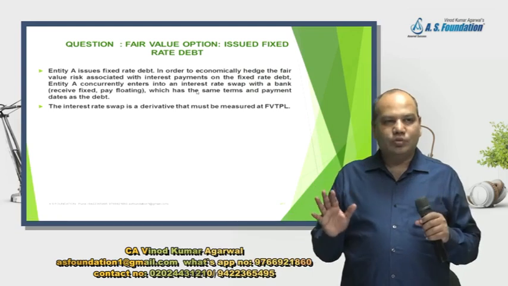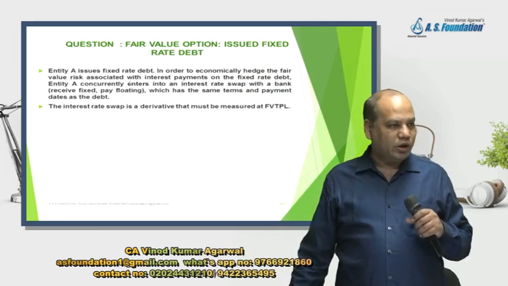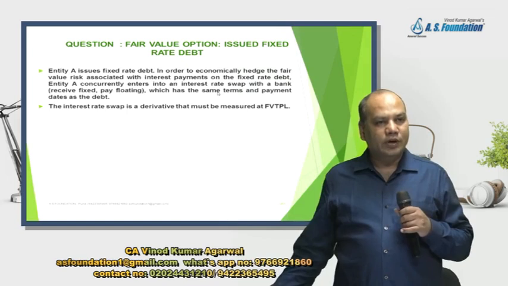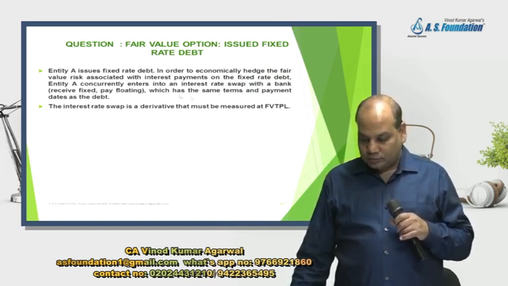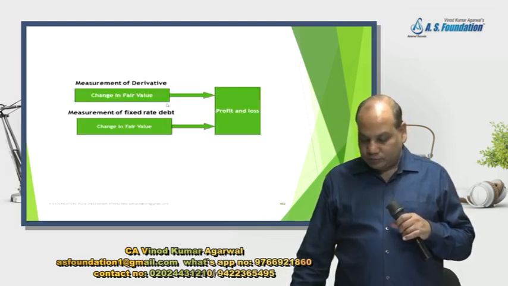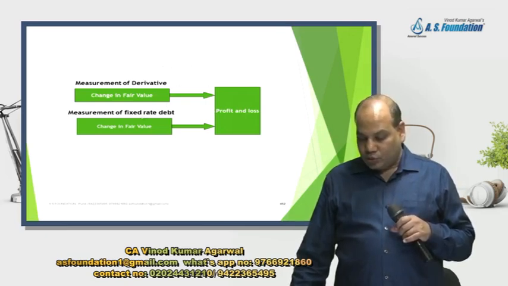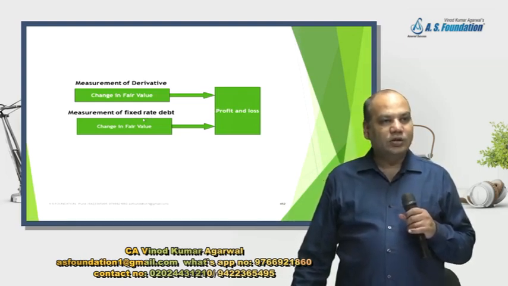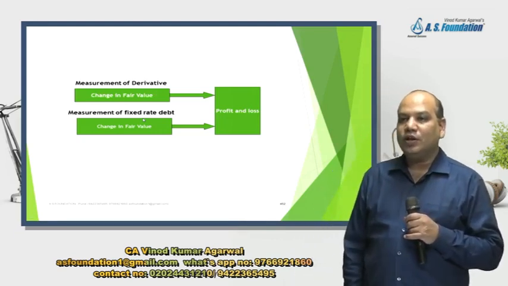If I do accounting independently, then this instrument will be accounted at amortized cost. Interest rate swap will be accounted as derivative. Change in derivative value will go to P&L account. The interest rate swap is derivative and must be measured at FVTPL. Now what I will do, I will choose to designate this fixed rate debt instrument as FVTPL, even though I should have used which category?